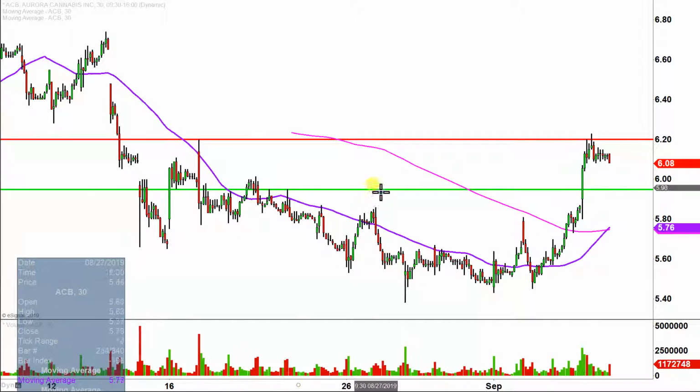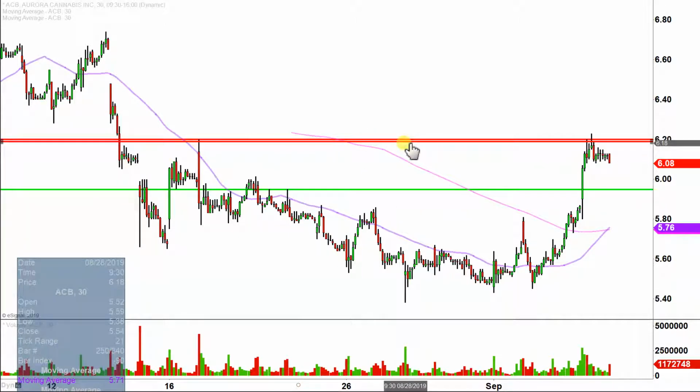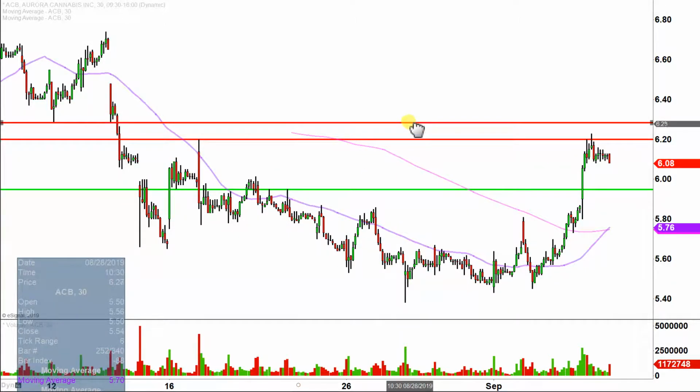After 620, though, the next key overarching level of resistance to keep an eye on, the next battleground, would be right up there at about $6.28. So all in all, anyway you look at it, great way to close out the week. Now it's just a question of can the price build upon this momentum next week? Let's see what happens.